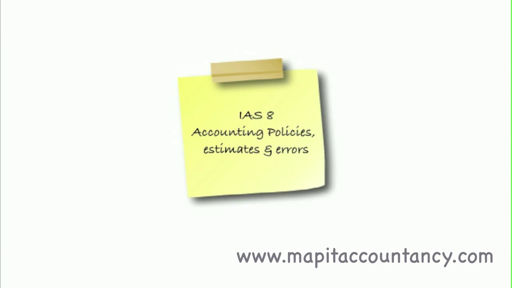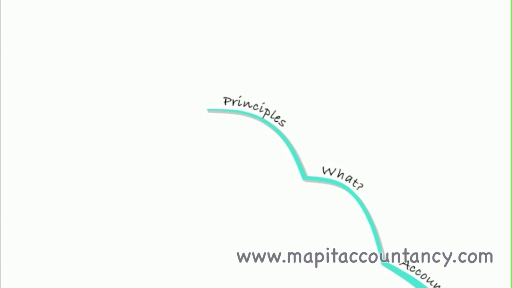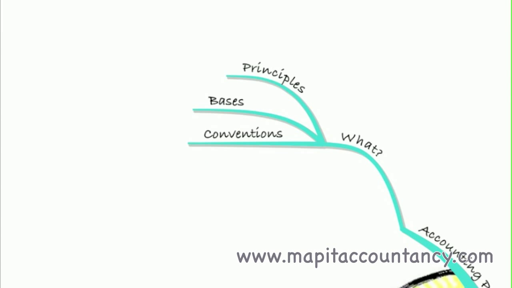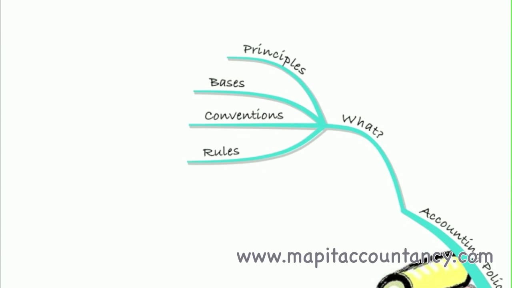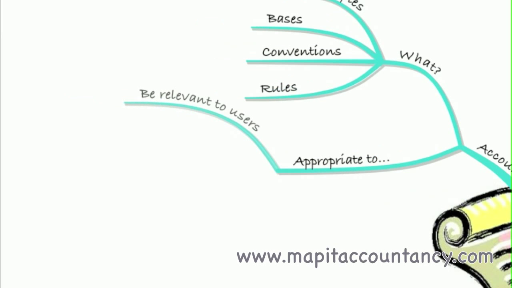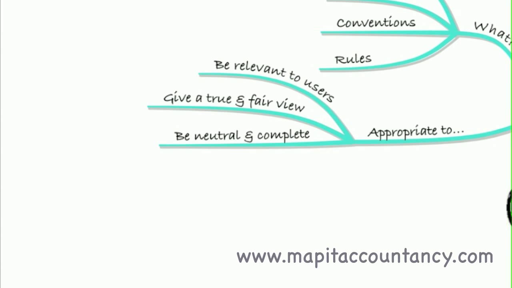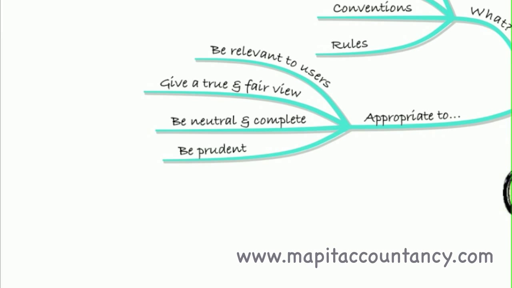So this is looking at accounting policies, estimates and errors. So accounting policies, first of all. What are we talking about with accounting policies? Well, remember, this is our principles, the basis, the conventions, i.e. the rules on our financial statements. These will be set out in the IFRS. They're appropriate if they are going to be relevant to the users, if they're going to give a true and fair view. They also need to be neutral and complete, and they need to be prudent.